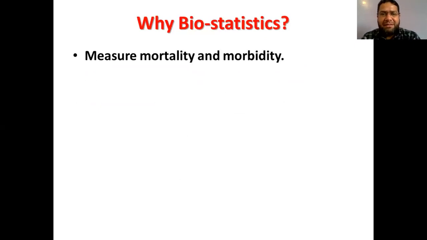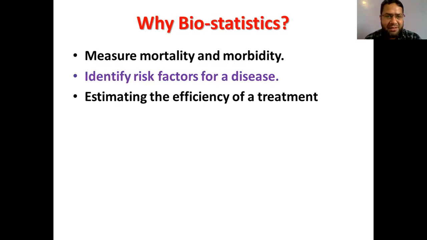in why biostatistics. For example, we want to measure mortality, that is the death rate, or the morbidity, that is the number of people being affected by a particular disease or a particular problem. So we want to measure. So we use biostatistics. We want to identify risk factors of a disease. For example, we want to see what is the cause of diabetes. So we are identifying the risk factors of a disease, or estimating the efficiency of a treatment.